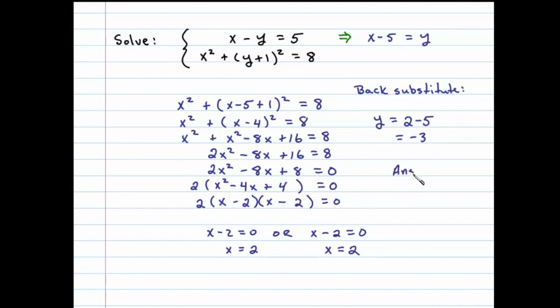Okay, so the answer here should be presented as an ordered pair, x comma y. So this system has a common or a simultaneous solution at 2 comma negative 3.